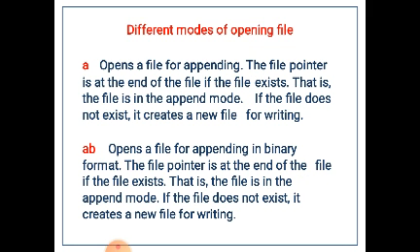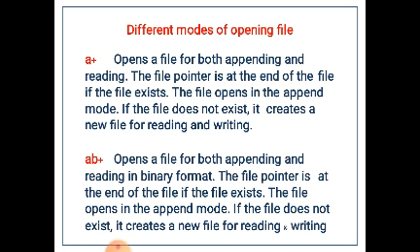Next, A is meant for appending. From here the file pointer goes to the end if the file exists, but if there is no file to append, then it creates a new file. Similarly, AB appends a file in binary format. The file pointer will be placed at the end of the file if there exists a file, but if there is no file existing, then it creates a new file.